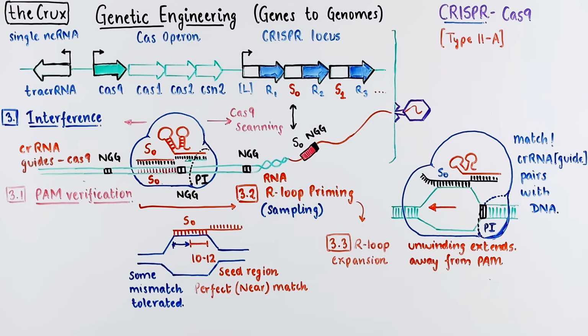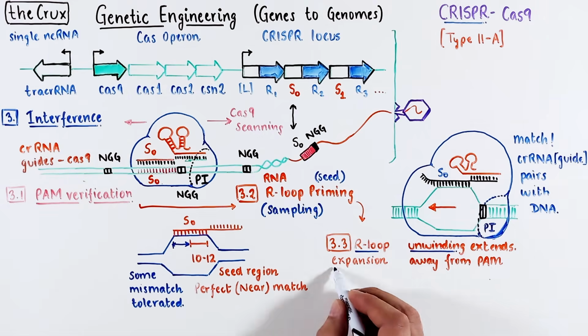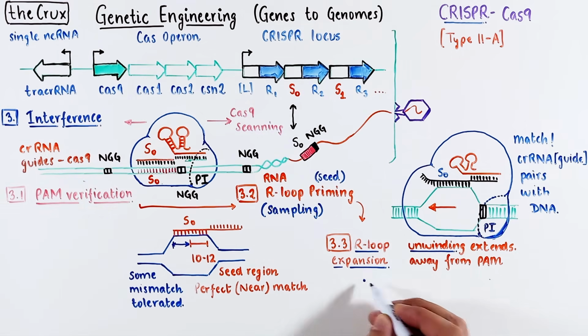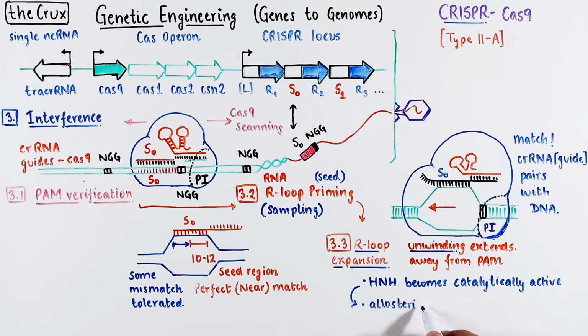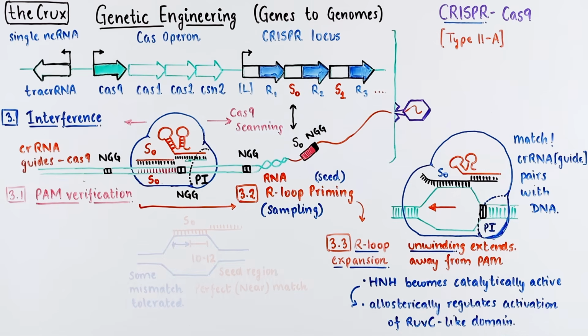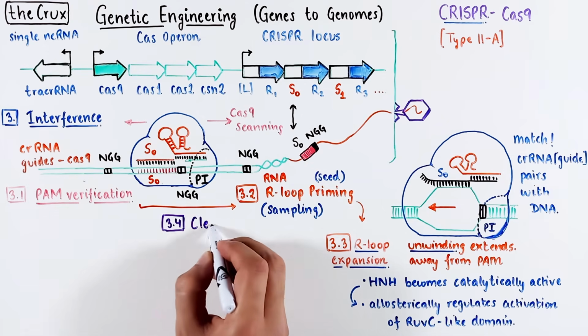Just to recap, the seed region primes first, and if it does so successfully, the priming extends and the loop expands by base pairing. This, in turn, makes the HNH domain catalytically active, which allosterically regulates activation of the RuvC domain. This initiates the final step, DNA cleavage.